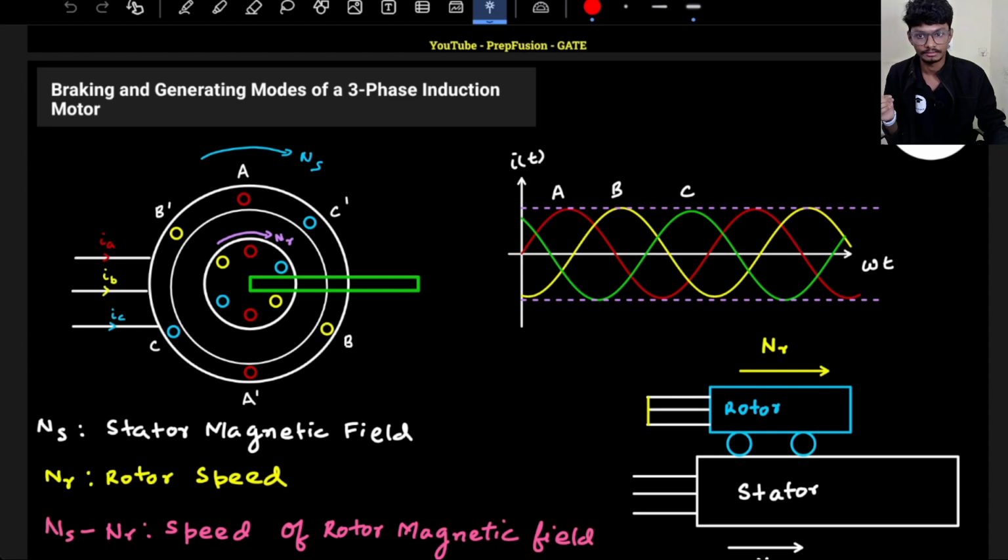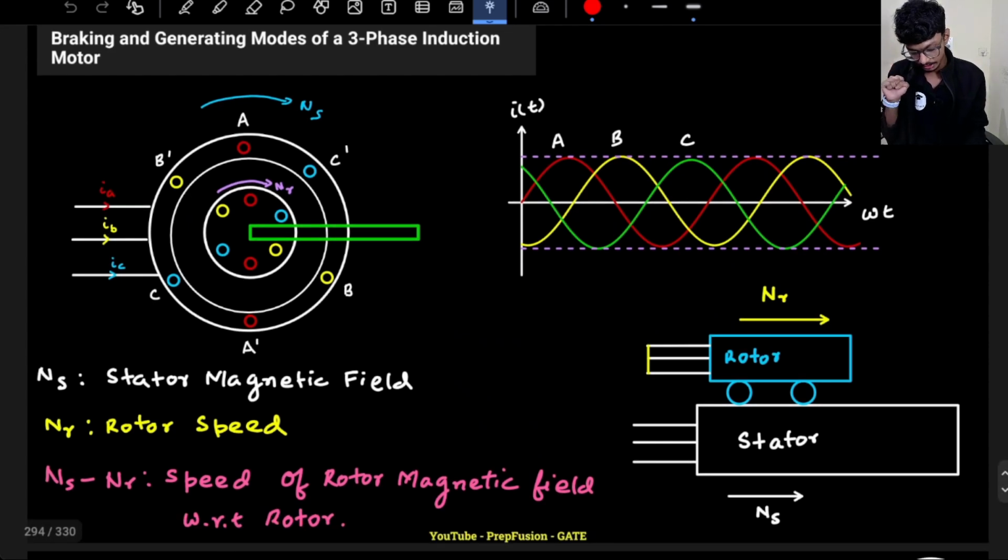What do we do in braking? Okay, that is what we want to know. So let's get an overview of what happens in an induction motor. Okay, let me give you an overview of what happens. So what do I know?